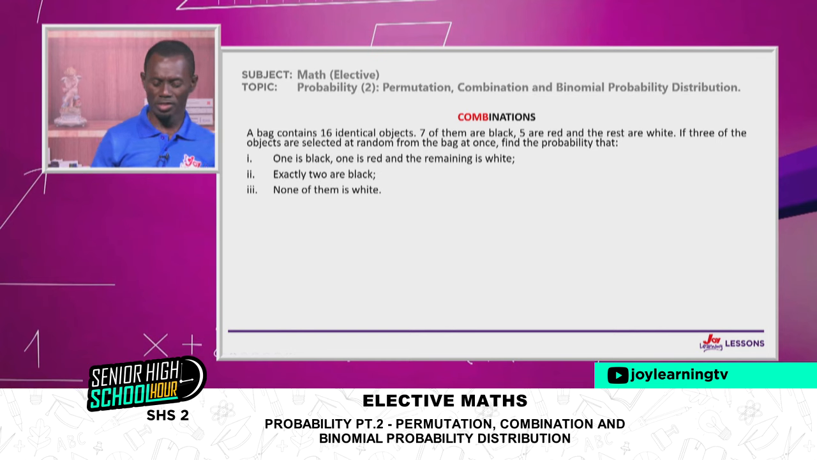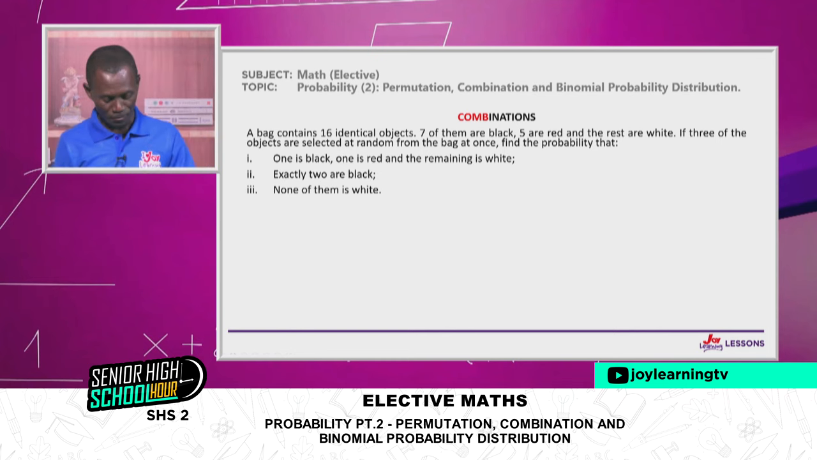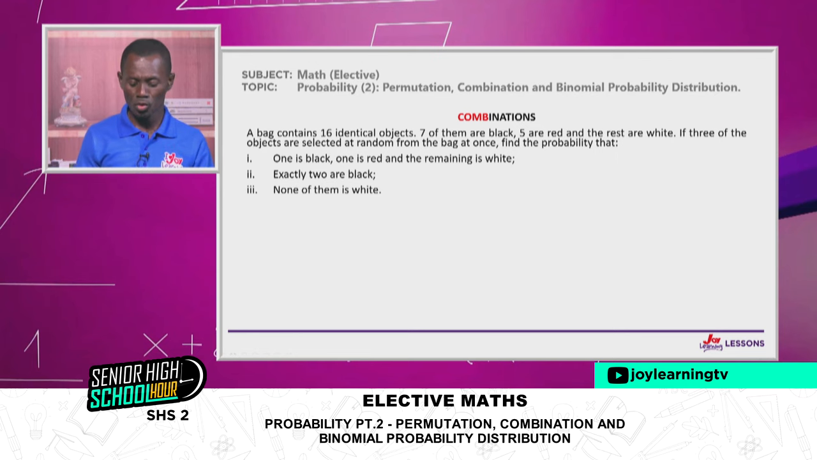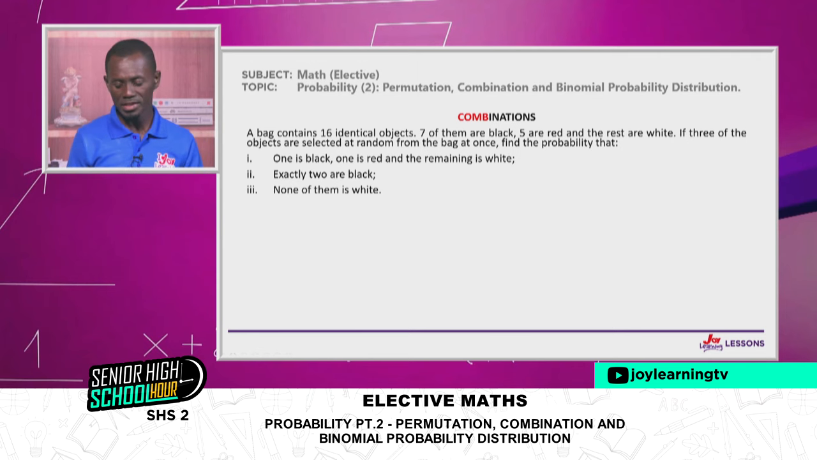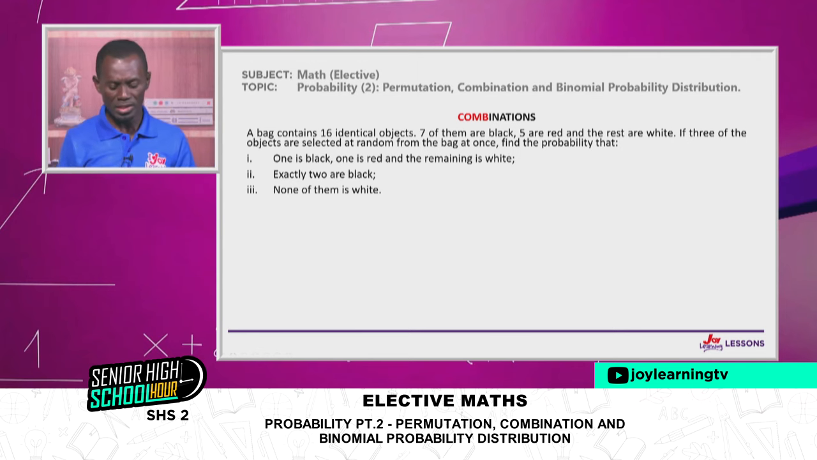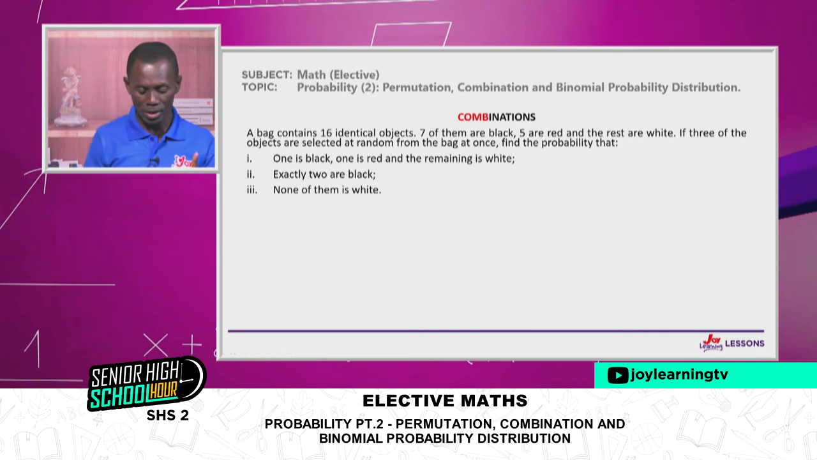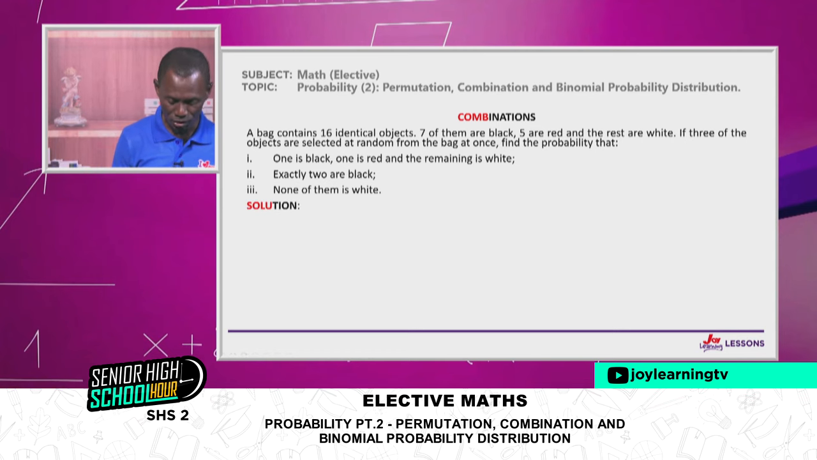Okay, so we have a question here, and this is quite a typical one. So let's run through this. A bag contains 16 identical objects. We don't know what they are, but there are 7 of them black, 5 red, and the rest are white. 3 of the objects have to be selected at random from the bag at once. Find the probability that one is black, one is red, and the remaining is white. Let's go straight to the solution.